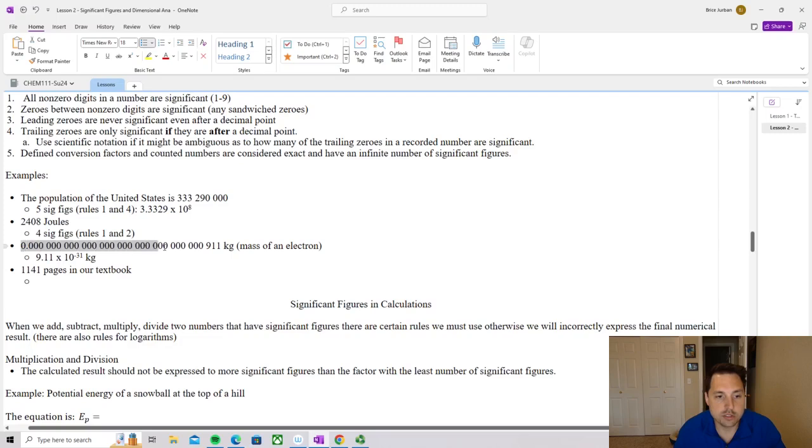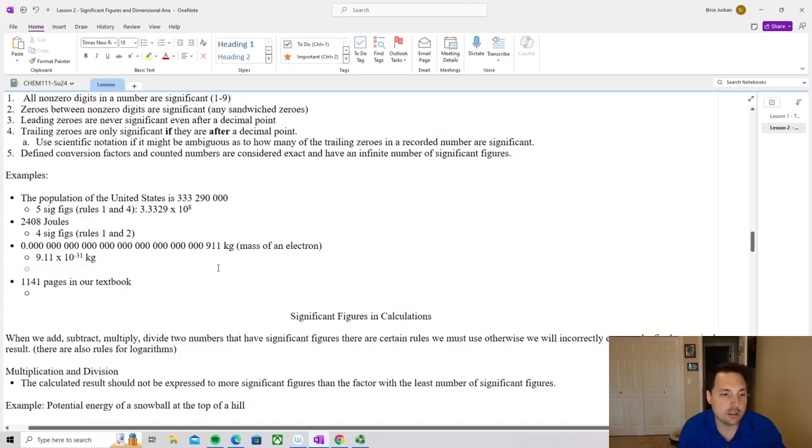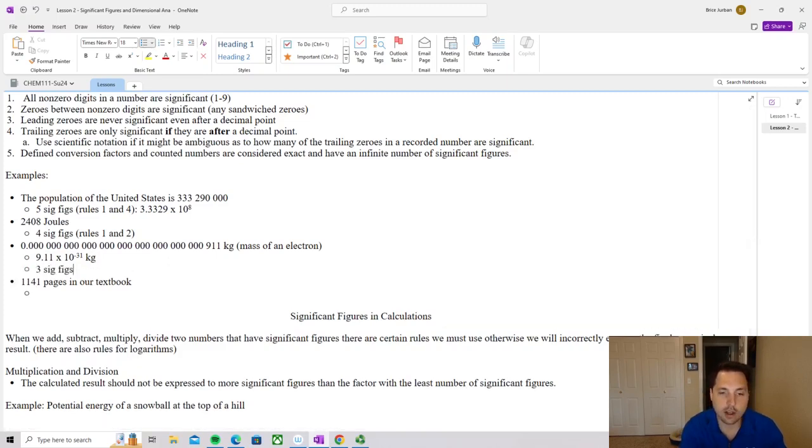And what we see here is we have a whole bunch of leading zeros. Now those leading zeros are never significant, even after decimal points. So these 30 zeros right here have no bearing on the significance of this measurement. So in this case, there are only 3 sig figs, despite how many digits are listed there. This would be rules 1 and 3.